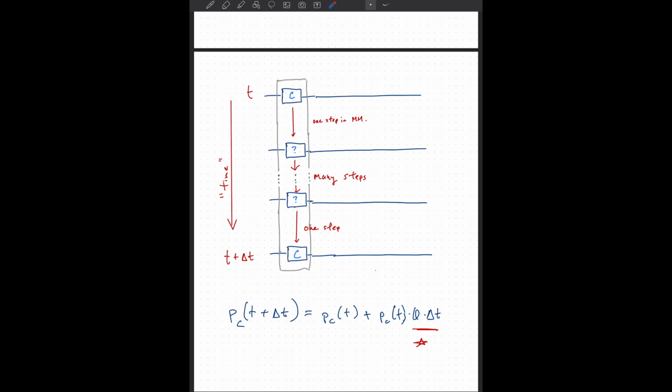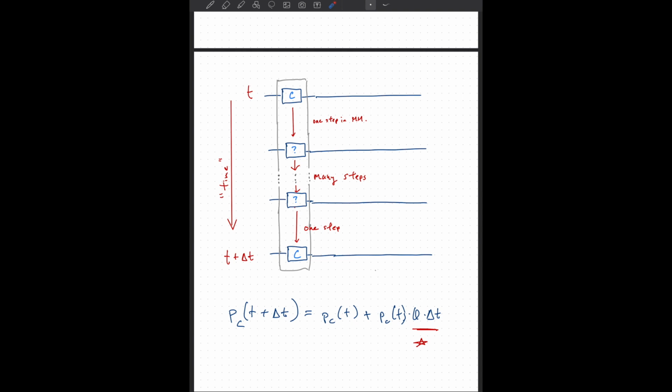Here's an example where now I'm looking at the probability that I'm in state C at time t plus delta t. We can think of this as time t, and then some number of steps through the Markov chain, and we're at time t plus delta t. Delta t is not equal to one step in the Markov model, so we have to be careful about that. It's an evolutionary time. We can think of it being very small, but it might correspond to many steps. Here's the first step, here's the second step.